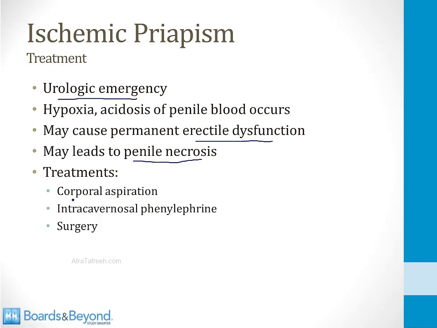One of the treatments is corporal aspiration. This simply involves using a needle to remove blood from the penis to lower the pressure. Sometimes intracavernosal phenylephrine is injected, so the idea here is that this will activate those alpha receptors and constrict smooth muscle and resolve the erection. You can basically think of the sympathetic nervous system as being the system that blocks an erection. You wouldn't want an erection as part of the fight or flight response. So anything that's going to activate the sympathetic nervous system like phenylephrine is going to cause vasoconstriction in the penis, and this will make priapism go away. And then lastly, surgery is sometimes necessary to resolve priapism.